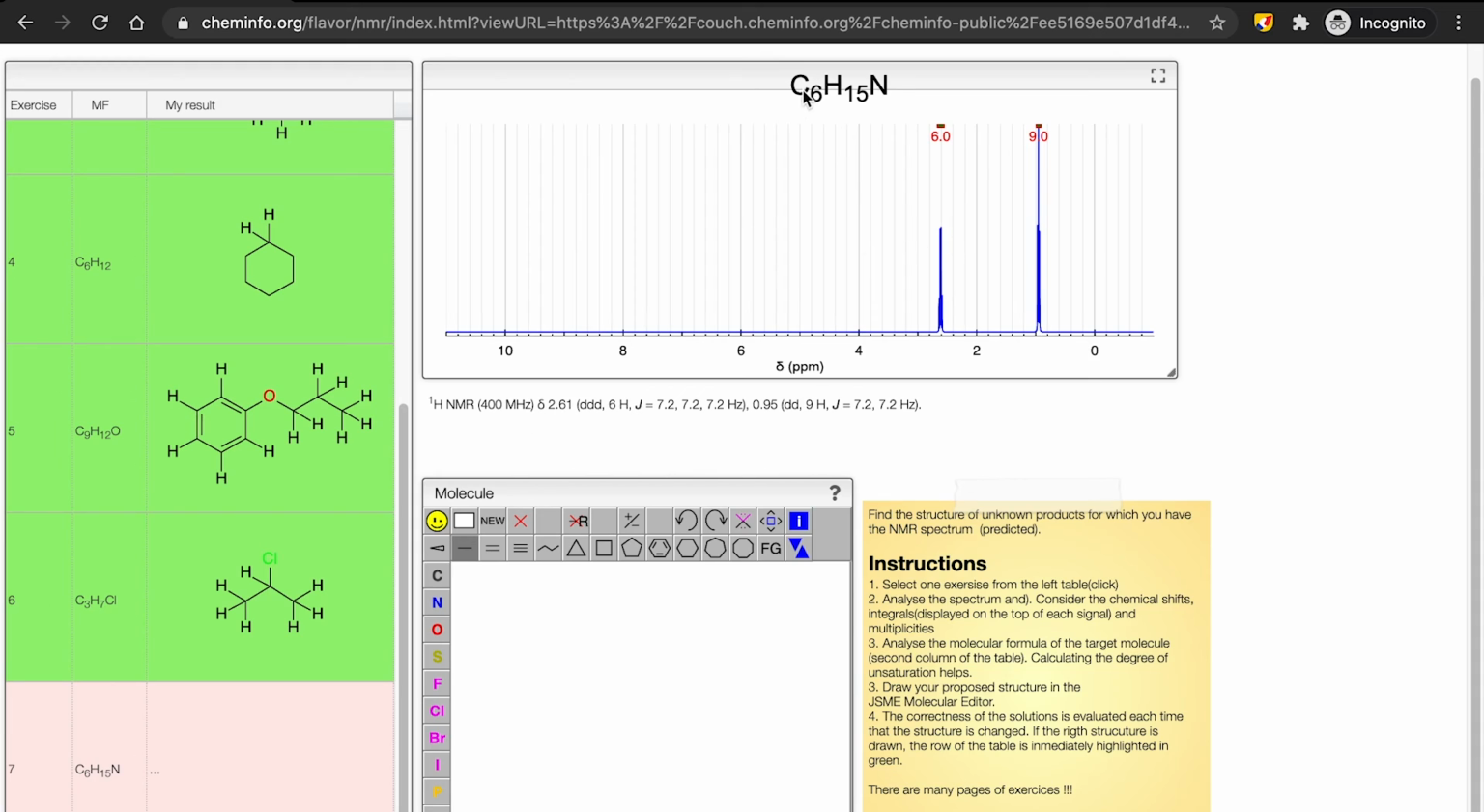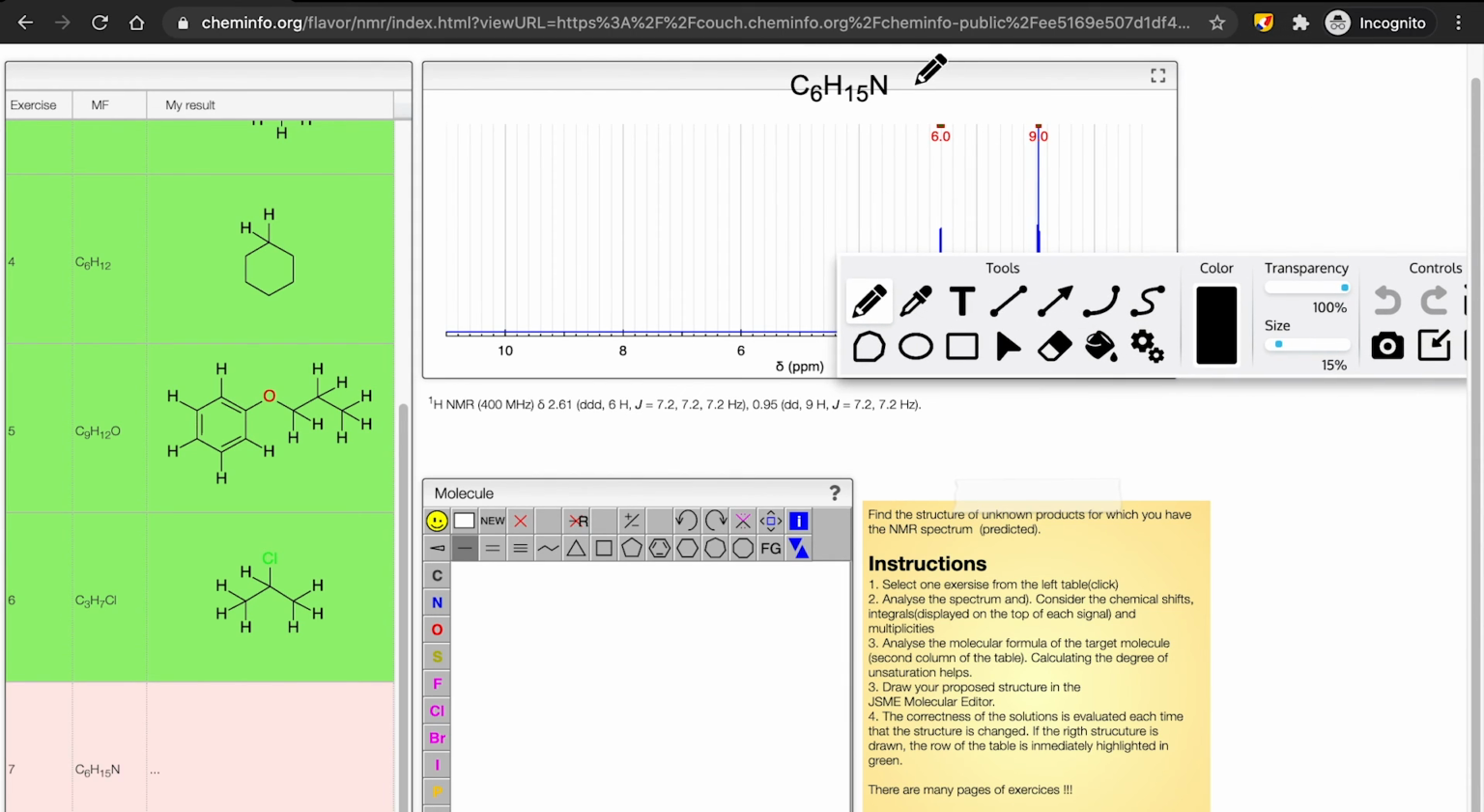Okay, finally we have this structure, C6H15N. If we calculate the index for this molecule, we find that it has an index of, just like the last problem, 0. So in this case, no rings and no double bonds.